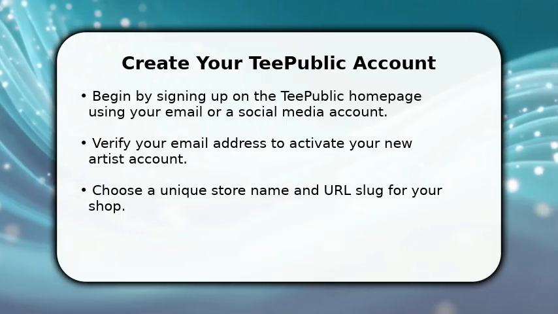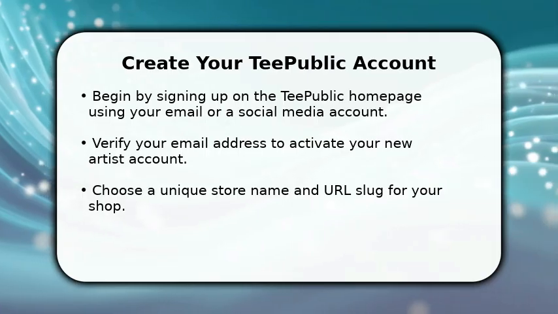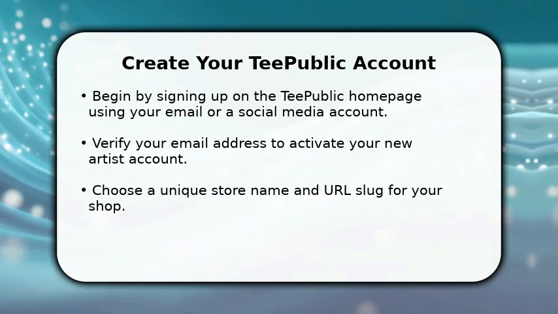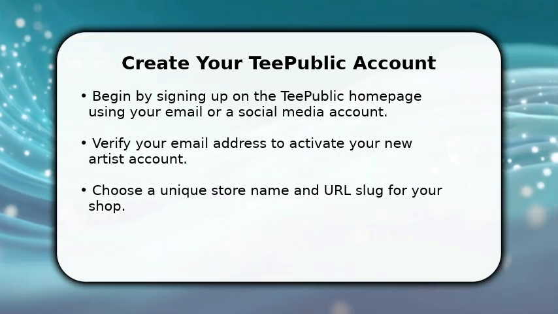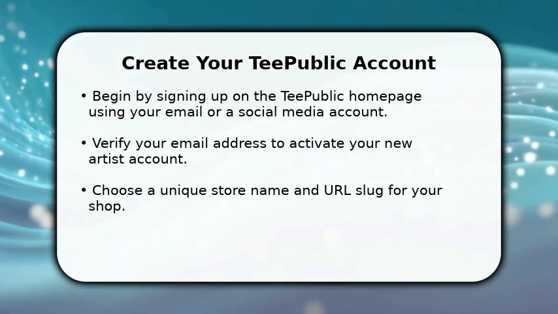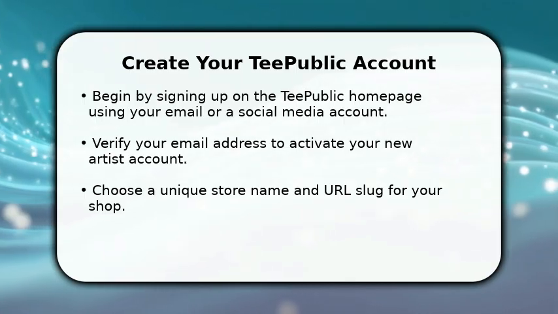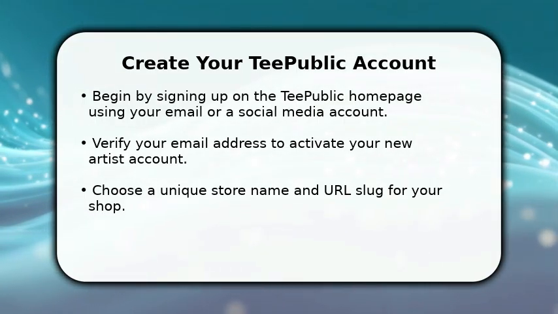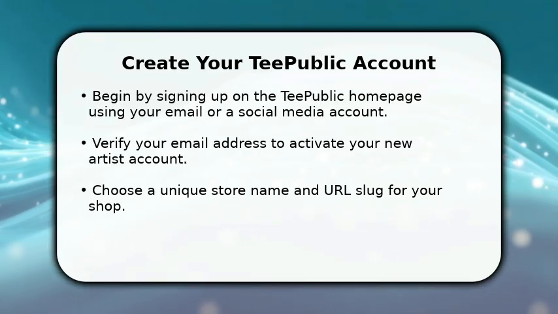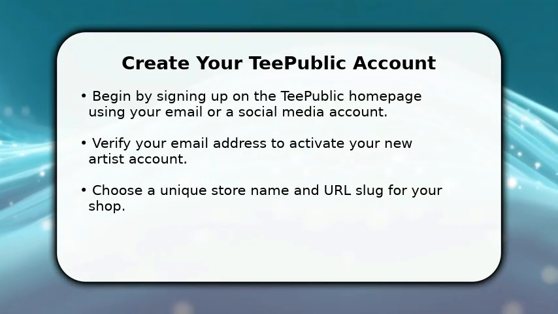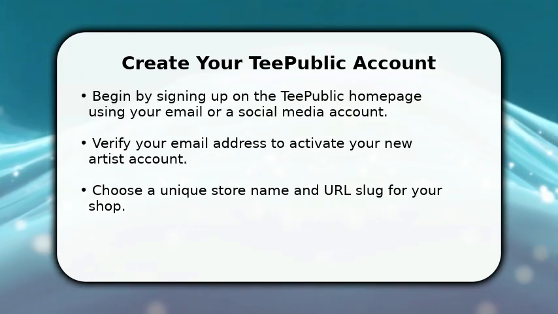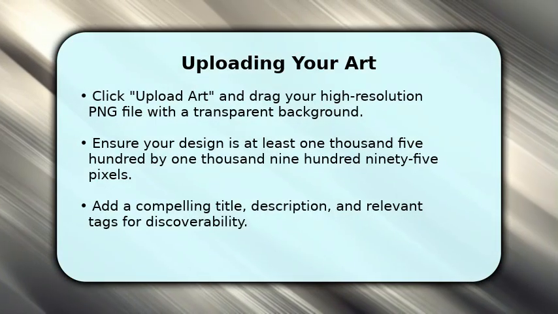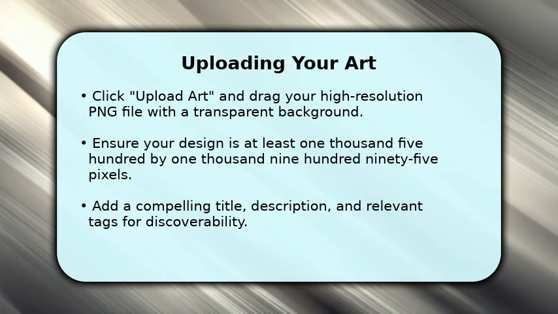In this video, I will explain how to set up your Teepublic account. First, navigate to the Teepublic homepage and click the Sign Up button. You can register using your email address or connect through a social media account like Facebook. After signing up, you will receive a verification email. Click the link inside to activate your artist account. Finally, you will create a unique store name and a corresponding URL slug for your shop, which will be its online address.